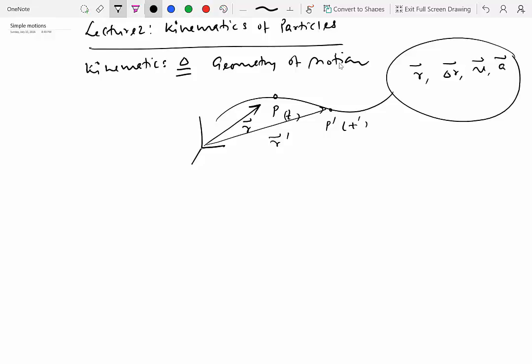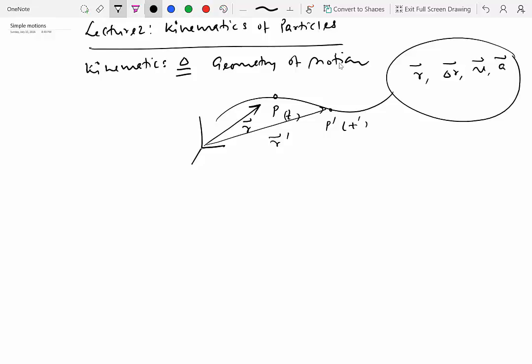So we will talk about Cartesian coordinate systems, which I'm pretty sure you have seen in your previous classes. And we will talk about curvilinear coordinate systems, where the coordinate system actually changes its orientation as the particle moves along a certain path.